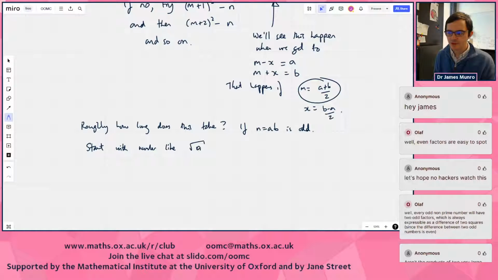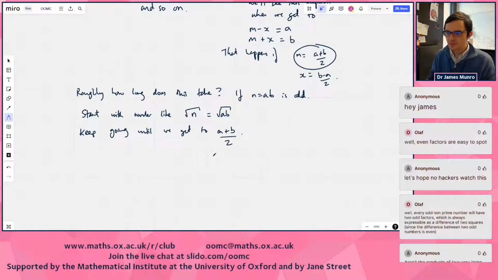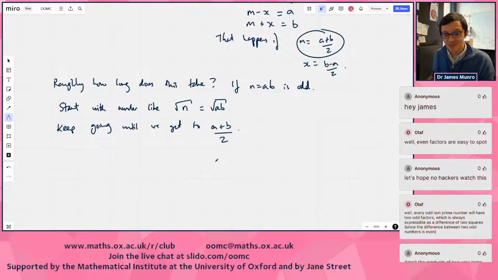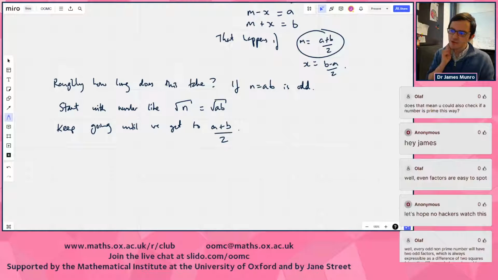So we'll start with a number like the square root of n, which I suppose is the square root of ab, and we're going to keep going until we get to (a plus b) over 2. So still a hard question, but now a little bit more tractable. If we start with a number like this, and we keep going up till we get to (a plus b) over 2, that's got a name, that's called the geometric mean.